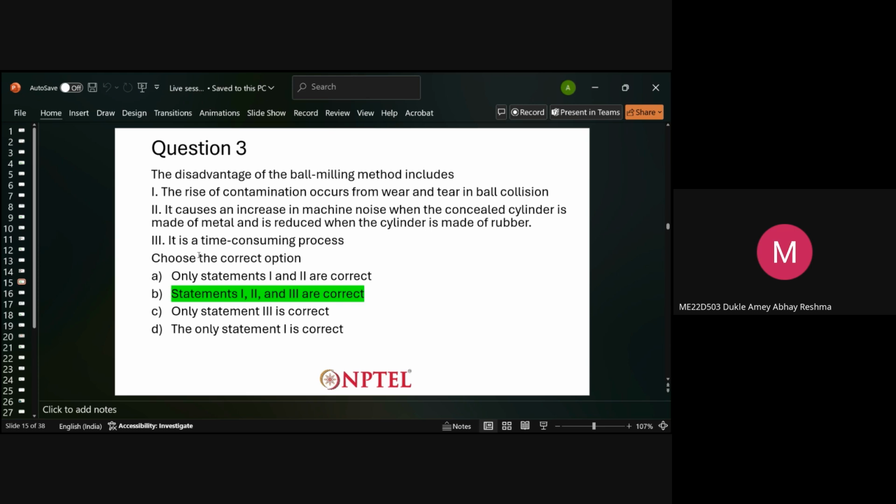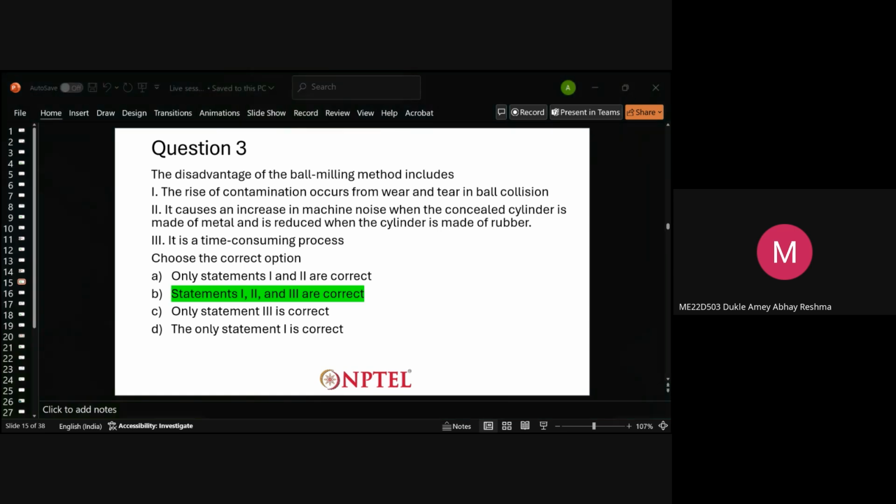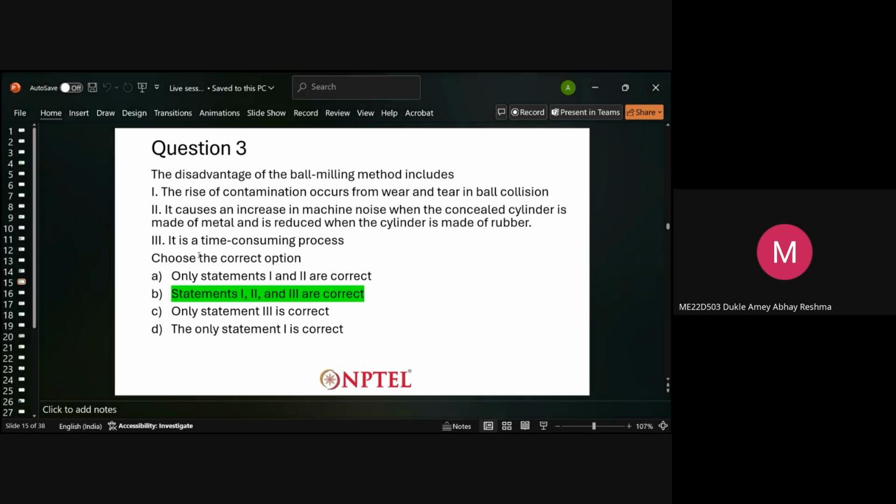So time consuming process, basically most of the nanomaterial synthesis processes are time consuming, other than the laser based processes. Laser based processes are the only faster ones. Other processes actually take time. Even if you go for co-precipitation method or Sol-Gel method, or most of the methods, it will take time. So time consuming in all the nanoparticle synthesis processes. So we move to the next question.